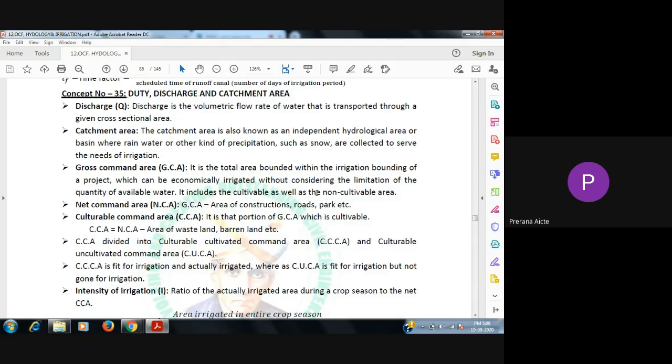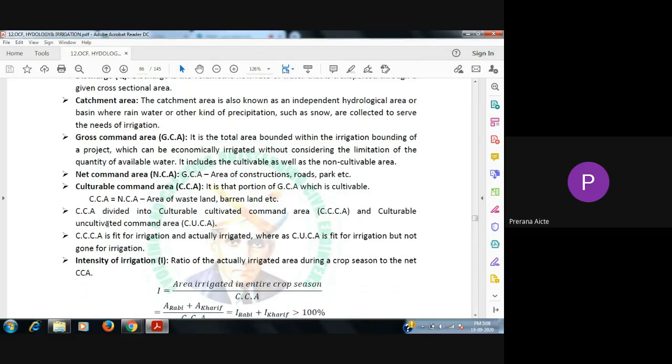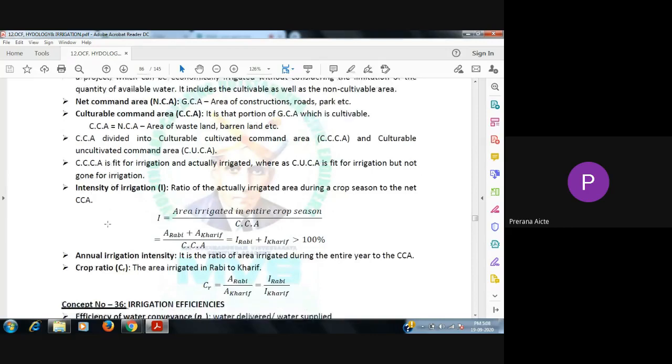Under what circumstances is an area uncultivable? Some areas may have trees, sheds, or constructions, so they are not cultivable. That's why the gross command area includes both cultivable and non-cultivable. Net command area means GCA minus area of constructions, roads, parks, etc. Then cultivable command area, CCA, is that portion of the gross command area which is cultivable: net command area minus area of wasteland, barren land, etc.